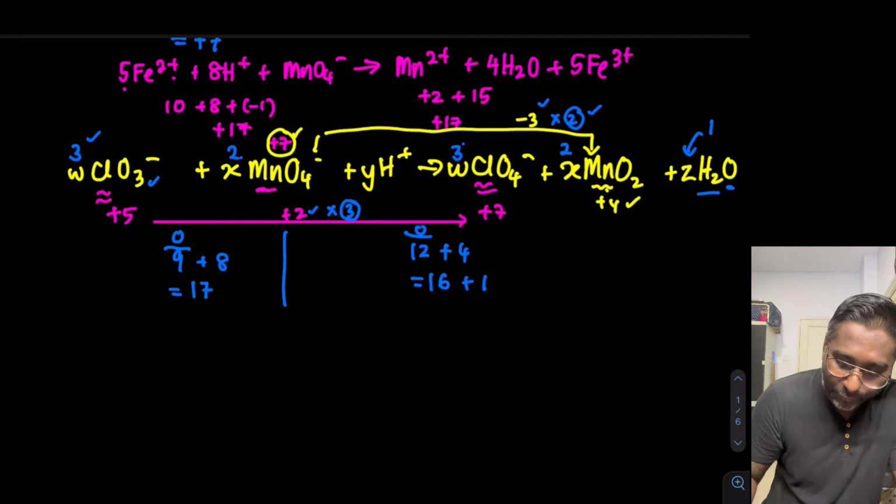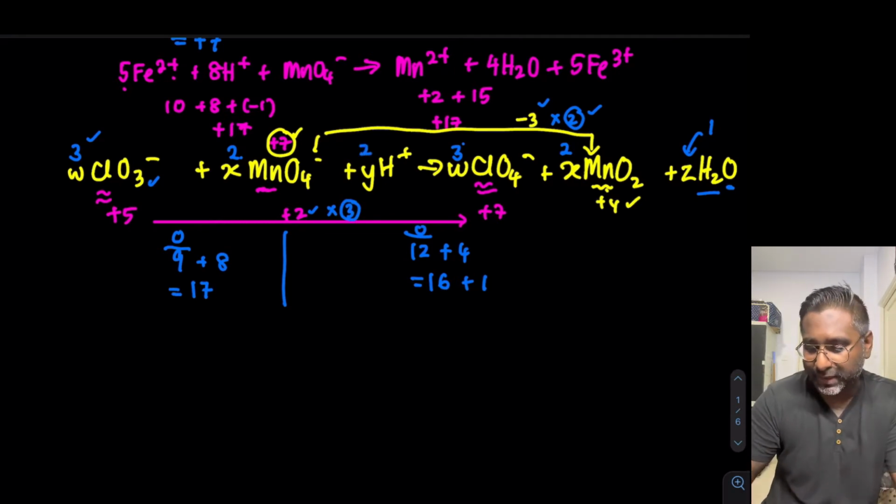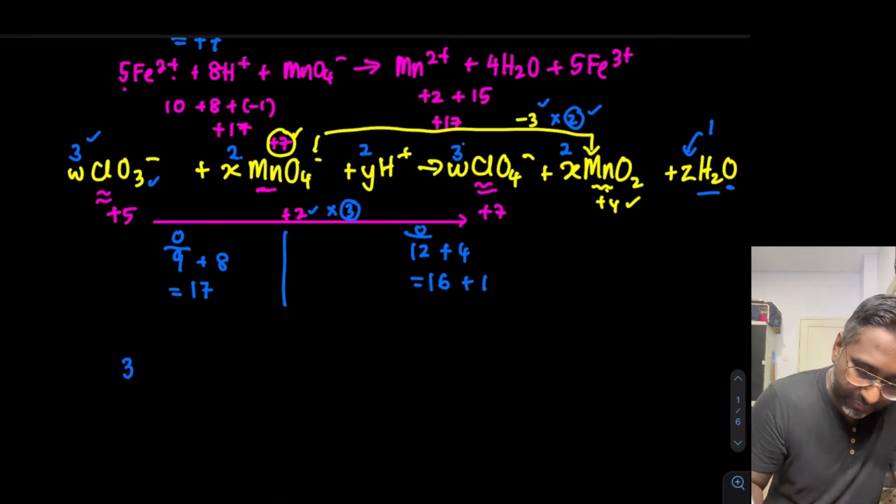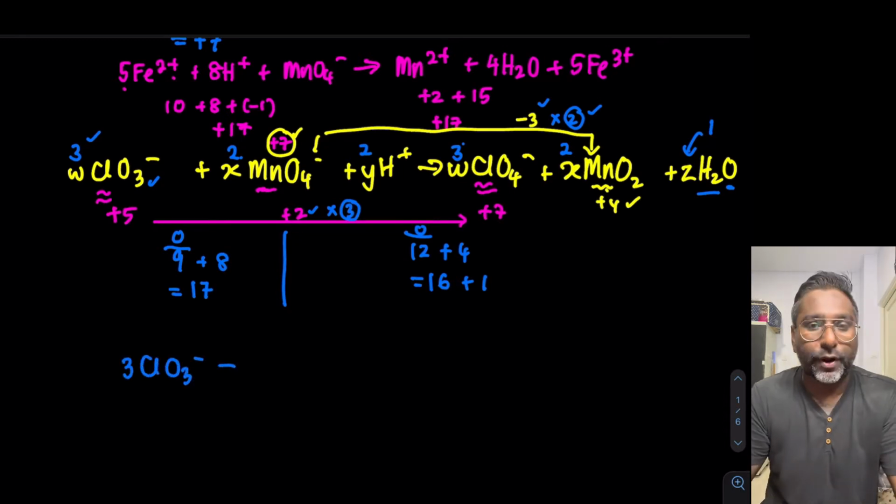If I put 1 over there, hydrogen now, 1 times 2, is going to become 2. So I just need to put 2 there. So I have already balanced this.